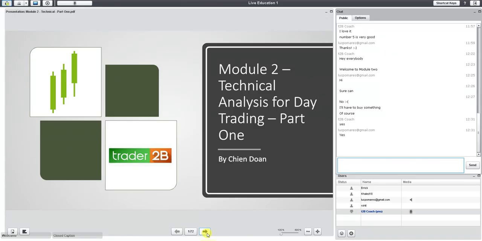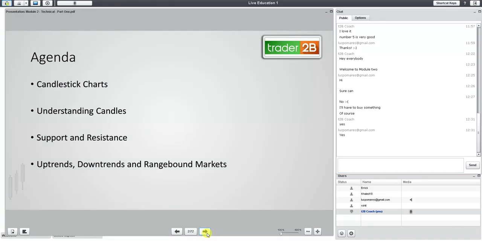Okay, so moving on. On today's agenda, we are going to be covering candlestick charts. We are going to be understanding candles, the anatomies of Japanese candles and whatnot. We are going to be looking at understanding support and resistance, which is absolutely key when it comes to trading the markets on any time frame. And then also we're going to be looking at markets in terms of uptrends, downtrends, and range-bound markets.